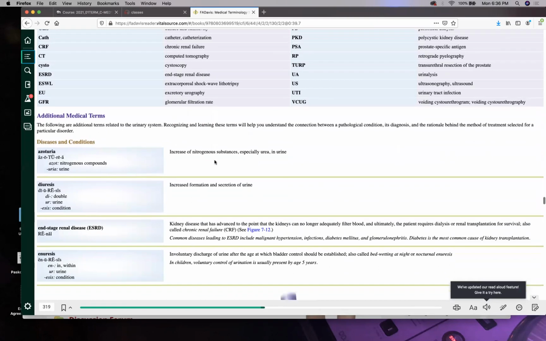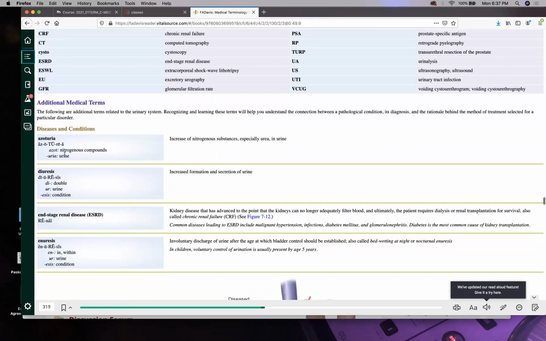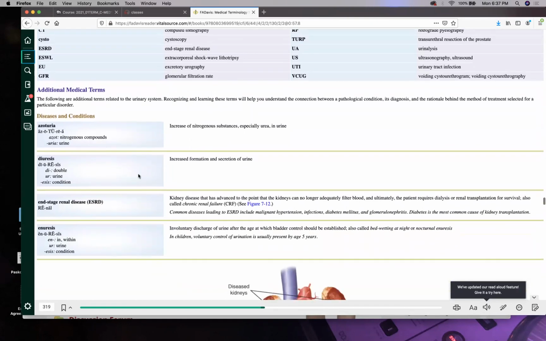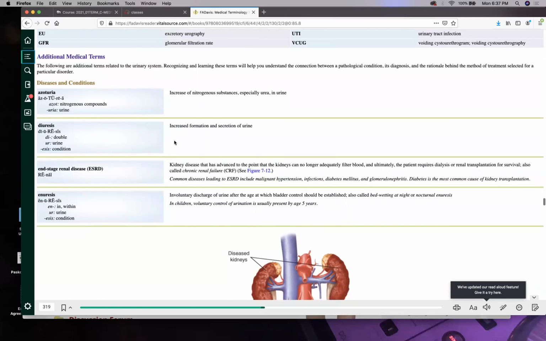Azotemia, same thing, increase of nitrogenous substances. If you have azotemia, that means what? You got a ton of nitrogenous waste in your blood, and your body's trying to get rid of it. Diuresis is another way of saying increased urine, because a diuretic is what? A water pill, and it's going to make you what? Pee.